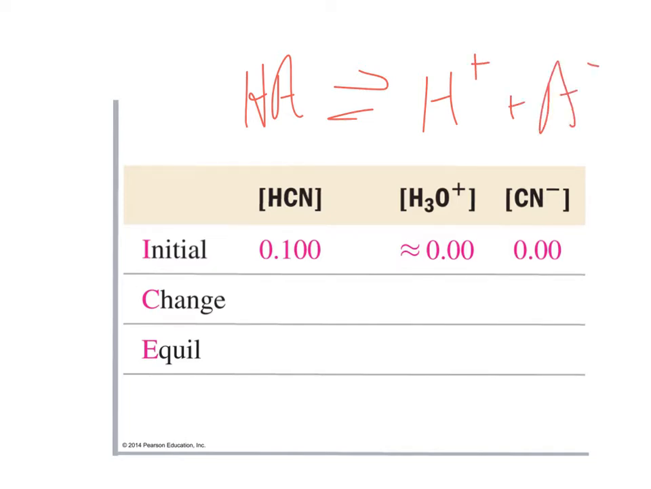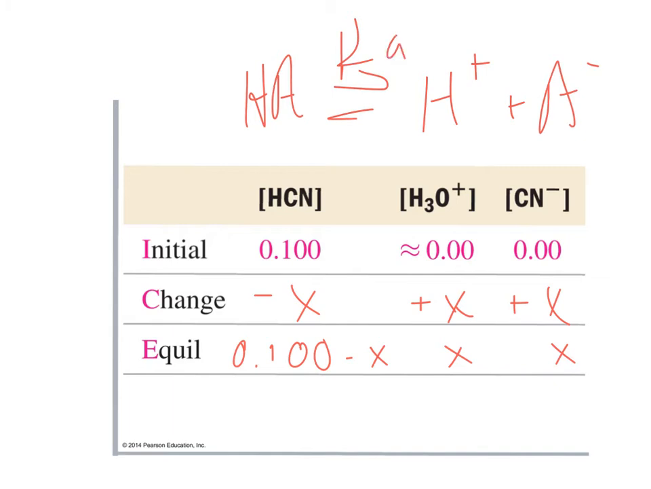And so this is plus x and minus x, and so this becomes 0.100 minus x, x, and x. If we put this into the Ka expression, Ka is equal to x squared over 0.1 minus x, and we could solve that and come up with an answer.